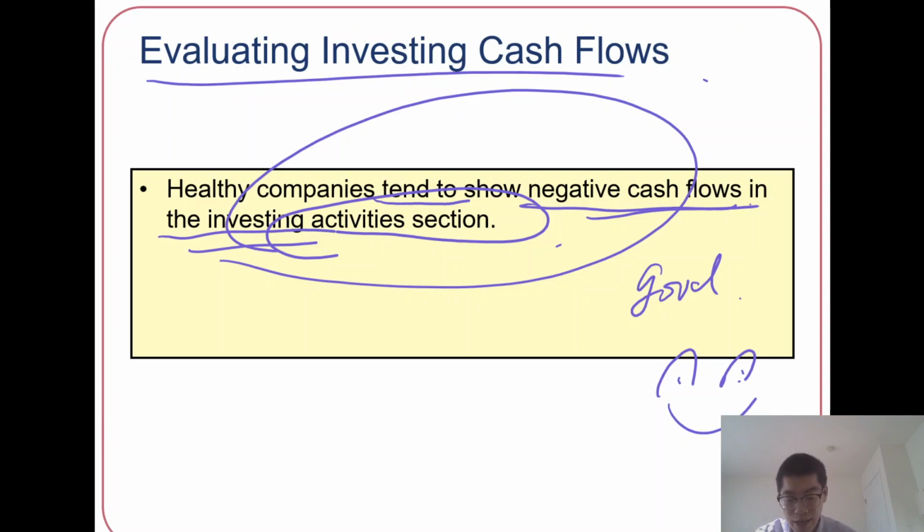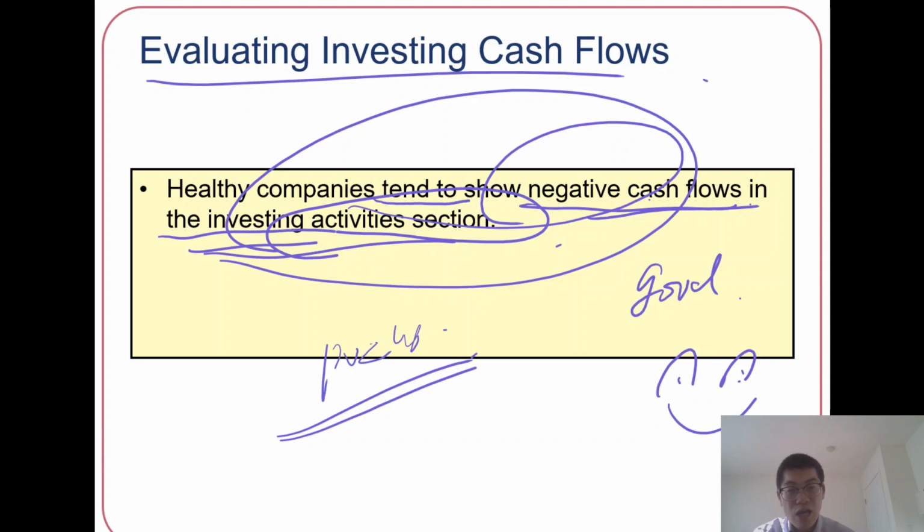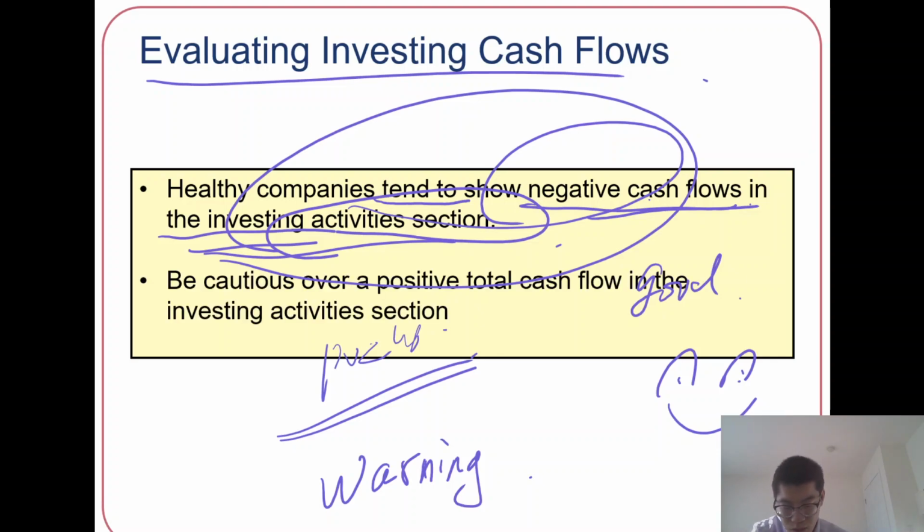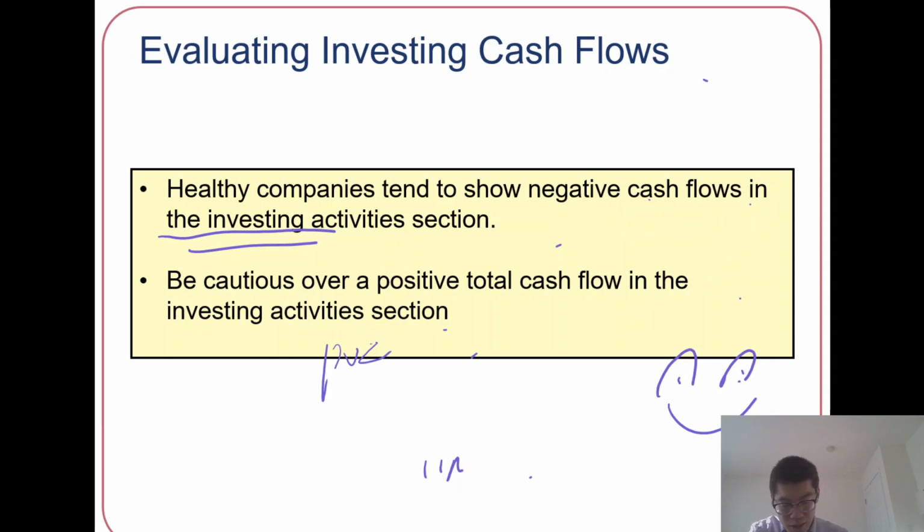But if you're seeing constantly positive numbers from investing activities, that is something you need to pay attention to, because this company is not going to be in the market forever, or for any longer period. Be cautious over positive total cash inflows.